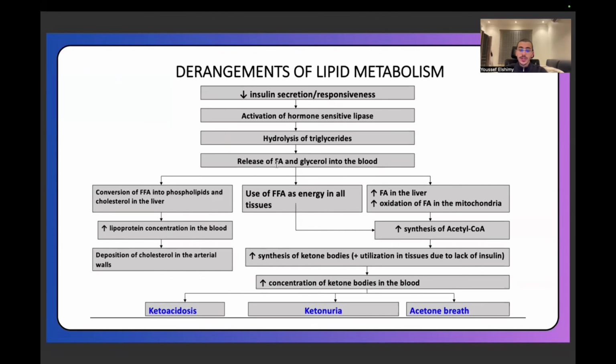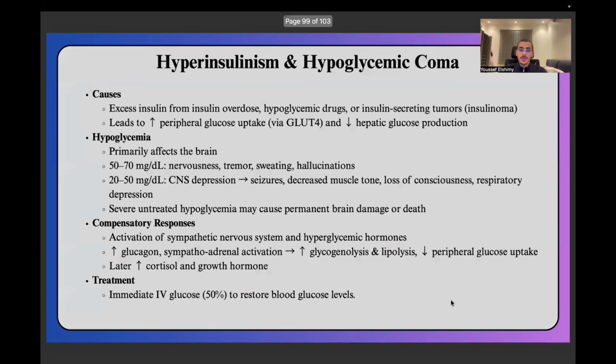and as a consequence of the release of fatty acid and glycerol, this would lead to increased fatty acids in the liver, as well as the oxidation of fatty acids in the mitochondria. All of these would increase the synthesis of acetyl-CoA, and acetyl-CoA then gets converted to ketone bodies, and the ketone bodies are not utilized in tissues due to the lack of insulin. This would increase the concentration of ketone bodies in the blood, leading to ketoacidosis, as well as ketonuria and acetone breath.